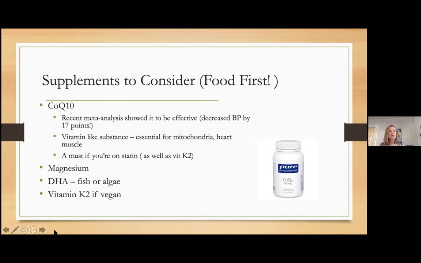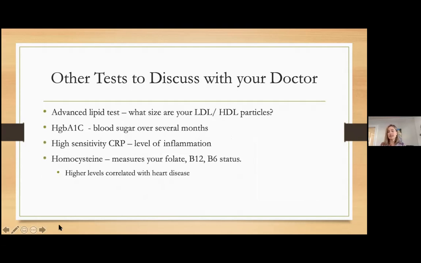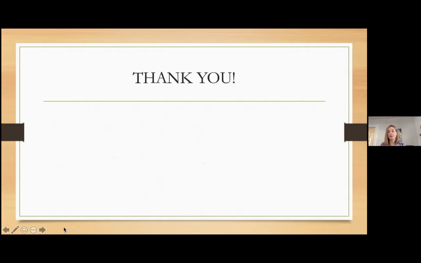Okay. Other tests to discuss with your doctor. Getting an advanced lipid test, what size are your particles, if you do have a little bit higher levels of cholesterol. Hemoglobin A1C will show you what your blood sugar levels have been over the past couple of months. You can get something called a CRP, which tells how much inflammation you have in your body. And then homocysteine also can measure your status of some B vitamins, and higher levels of this are correlated with heart disease. So I see that we are just out of time now.